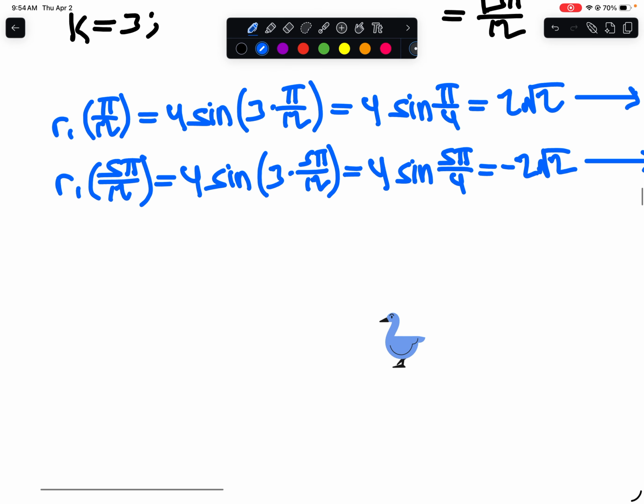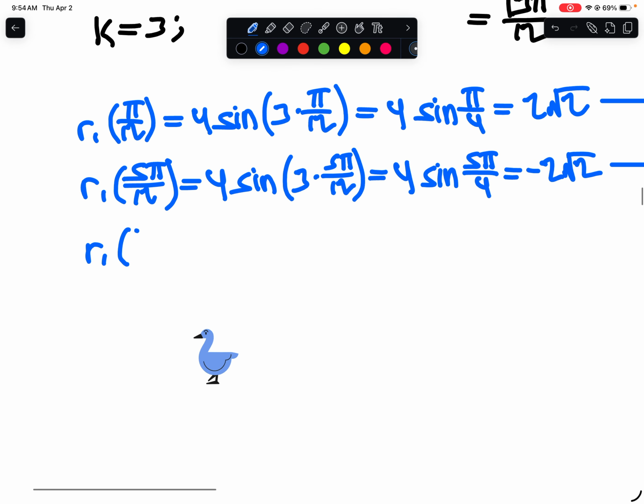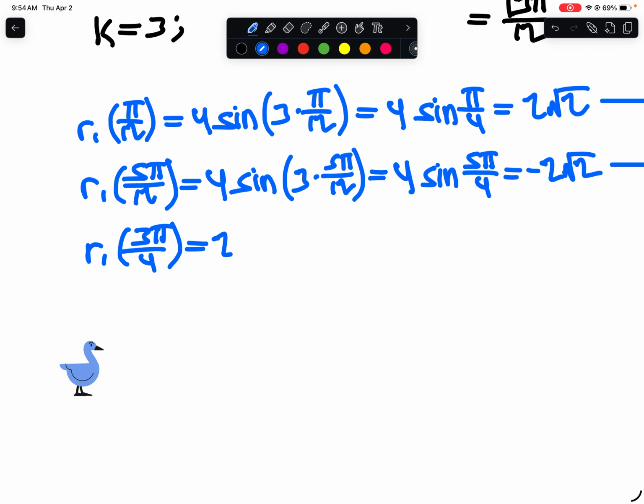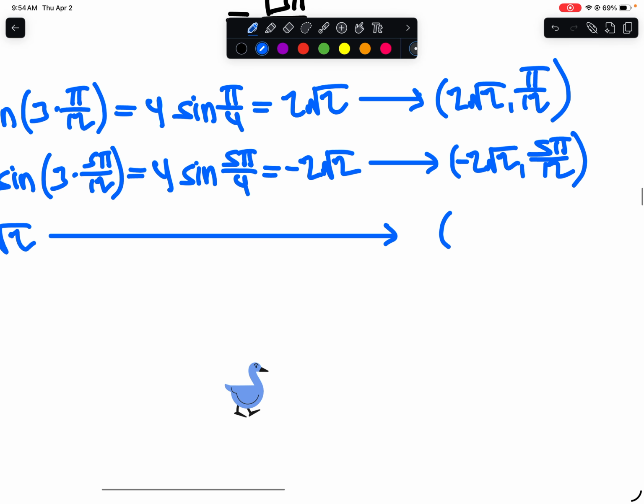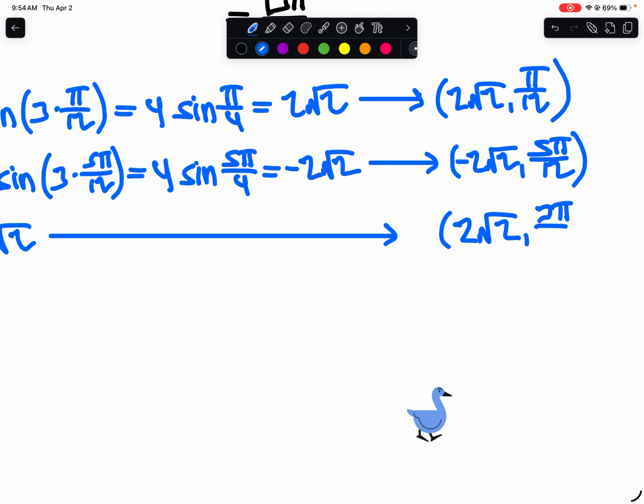Okay, and then let's go ahead and do the next one, which is going to be 3 pi over 4. So I'm going to just save us some time. When I do 3 pi over 4, that's going to give us 2 root 2. So that's going to give us the coordinate of 2 root 2 in the direction 3 pi over 4.